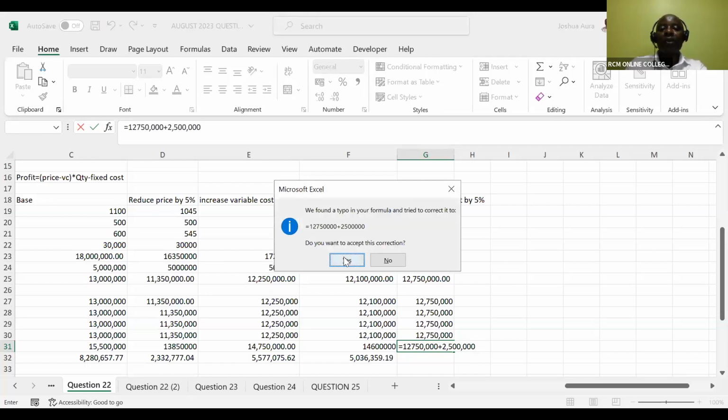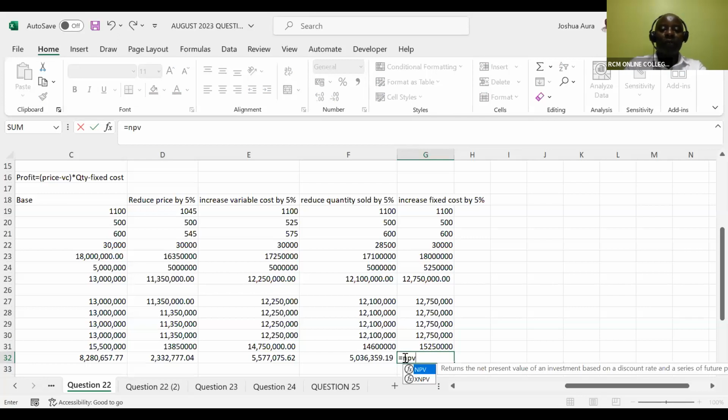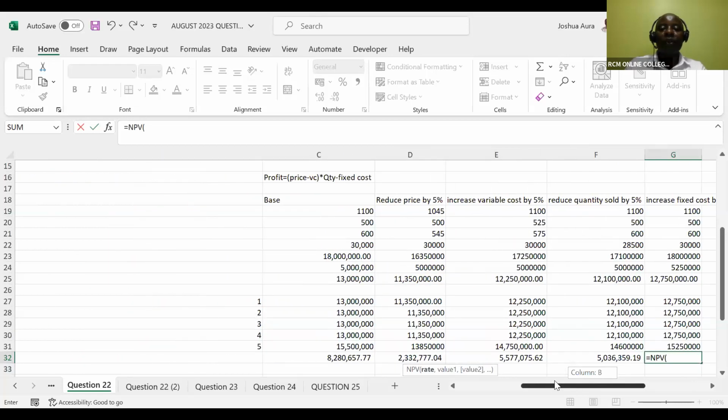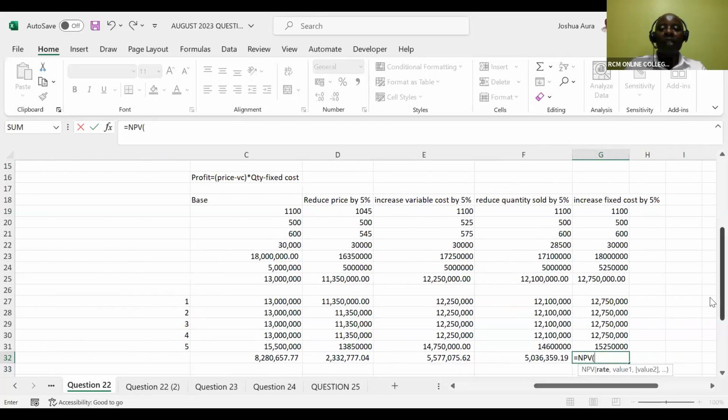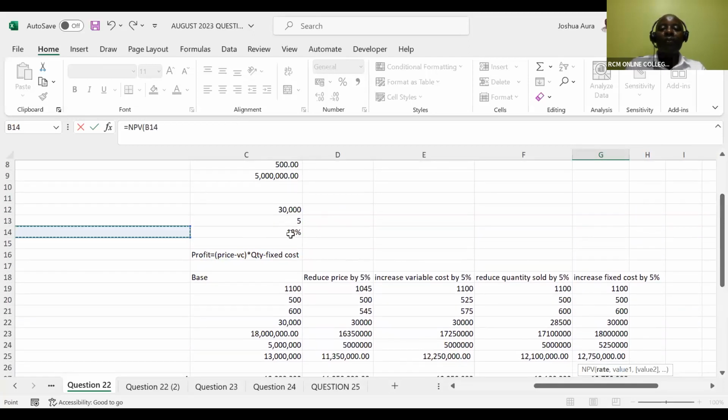So after that, come here right away and give us our NPV. So you say equals NPV. The rate is 12%. The rate is somewhere here. The rate is 12%. Okay, so that is it.